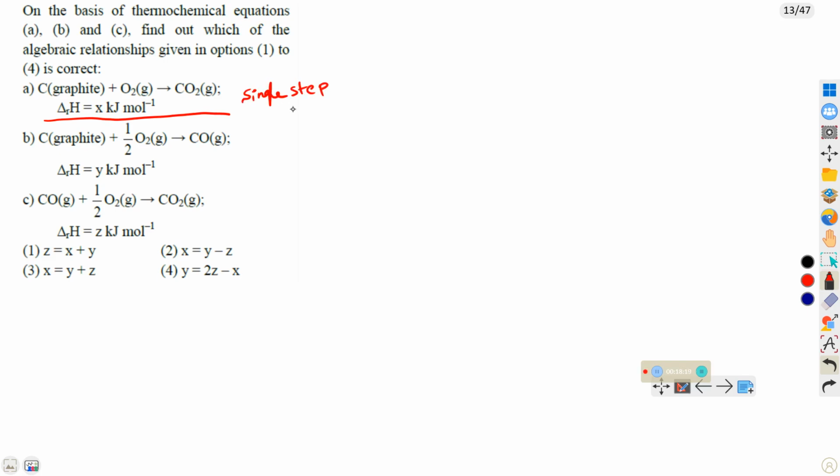CO2 is prepared. Here also CO2 is prepared, but multiple steps are involved. According to Hess's law, the total heat change in a chemical reaction is the same whether the chemical reaction takes place in a single step or multiple steps. Based on Hess's law, X is equal to Y plus Z. Third option is correct. You can check if you have doubt.